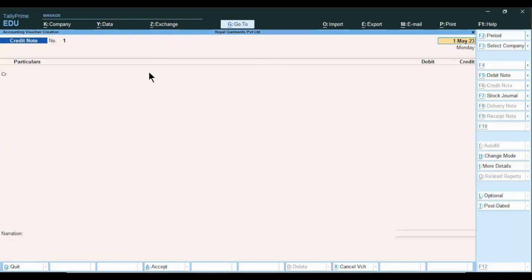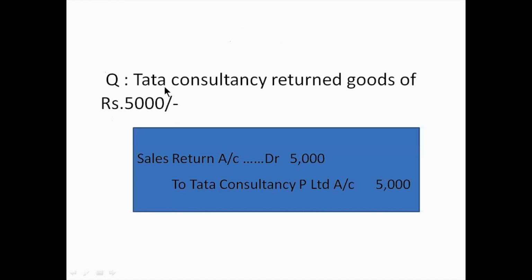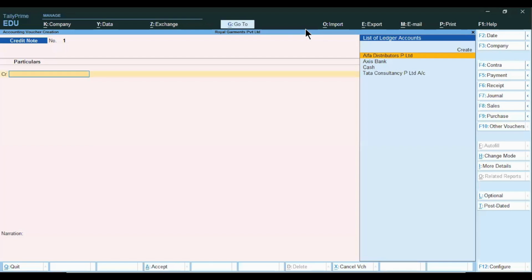Suppose Tata Consultancy is returning goods to us of rupees 5,000. Sales return account debit to Tata Consultancy Private Limited will be the entry. So enter. Here it asks for the credit part.